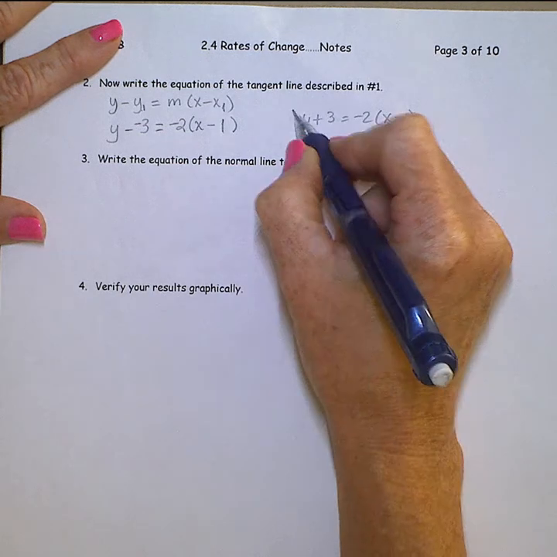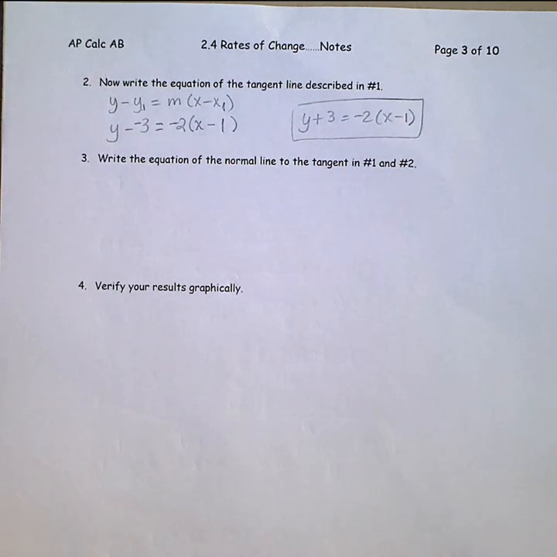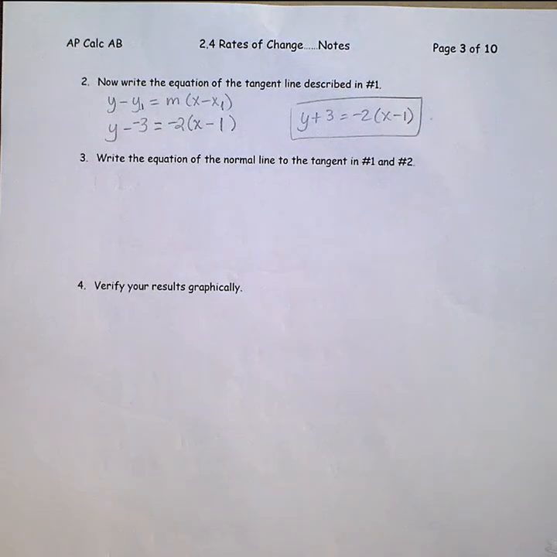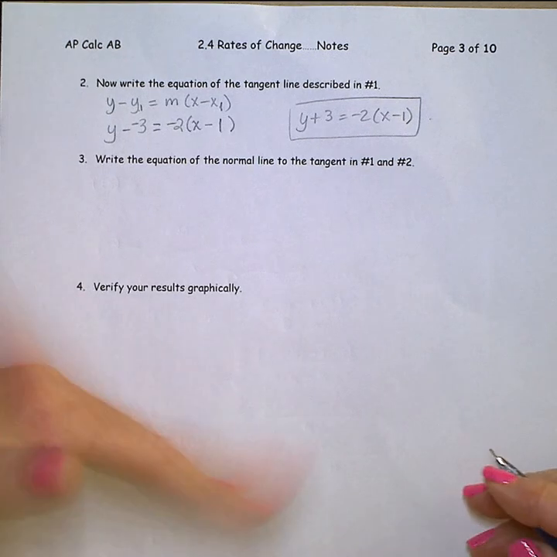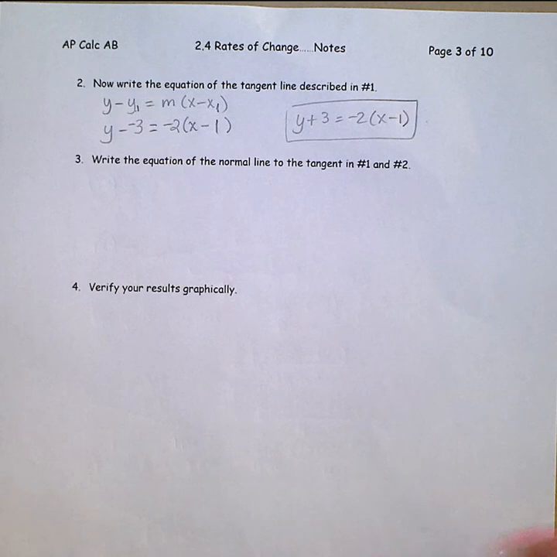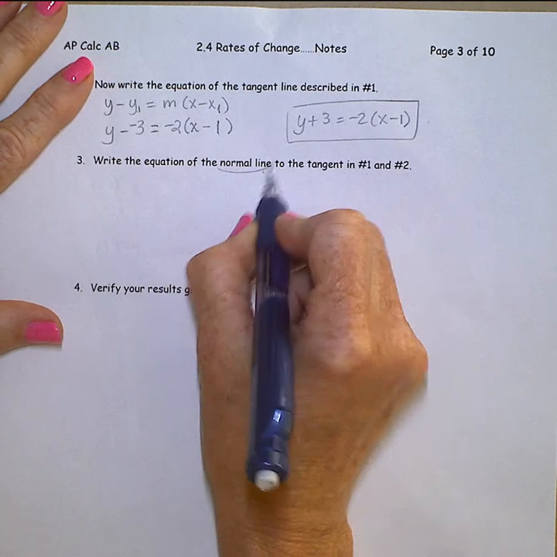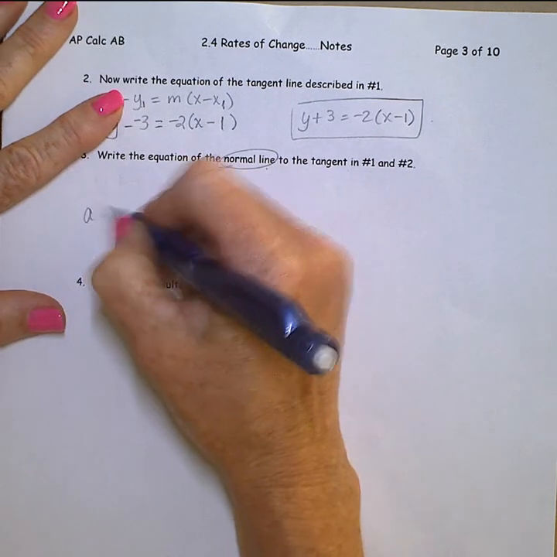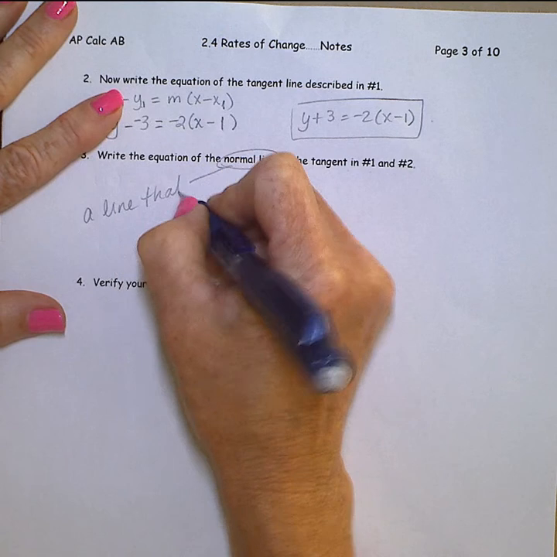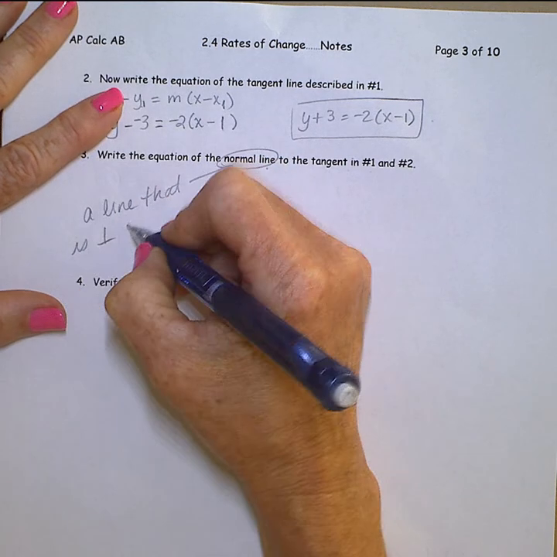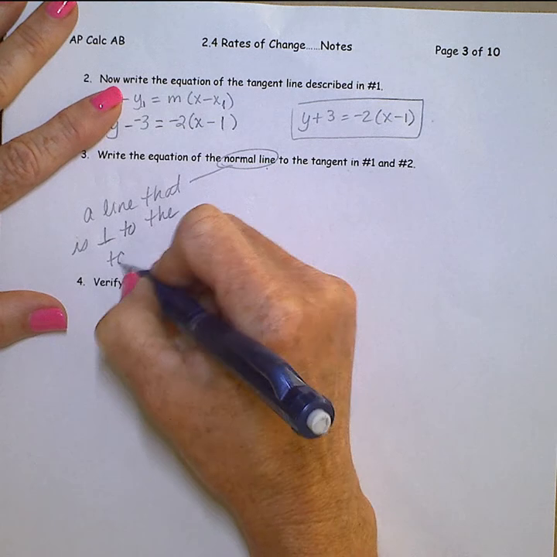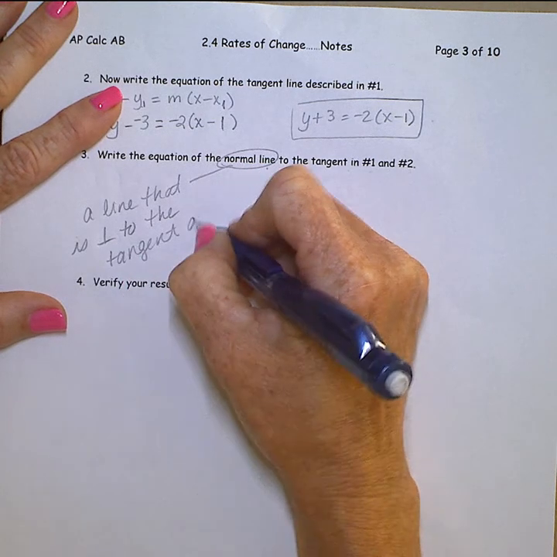You do not have to put that into slope-intercept form. It's perfectly acceptable to leave your answer in point-slope form. As a matter of fact, I prefer you leave it in point-slope form. Okay? All right, next part. They're all related to this problem that we just did. I want you to write the equation of a normal line to the tangent in 1 and 2. And a normal line is a line that is perpendicular to the tangent at the point of tangency.